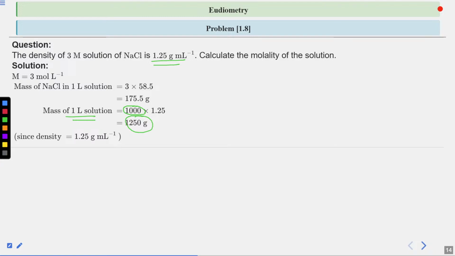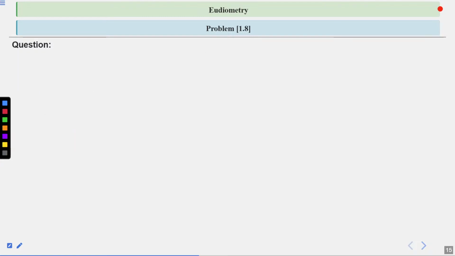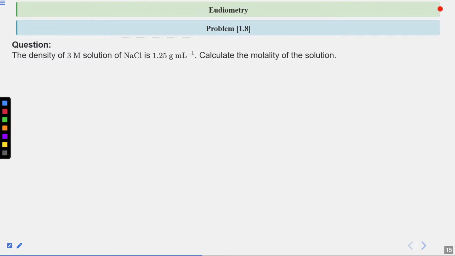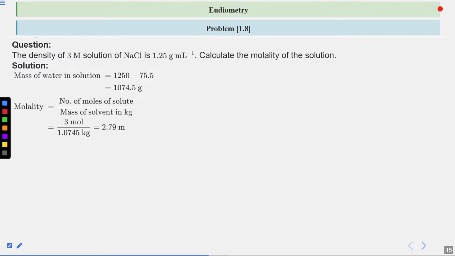Now next, what we will do? In the next part, we are now focused on calculating the molality. We have the mass of the solution. We have the mass of the solvent. So 58.5 is the molar mass of NaCl. So we have the mass of the solute. We have the mass of the solution. Just subtract both of these to get the mass of solvent. Okay. Then once we got the mass of the solvent, convert this into kg. Then you will get your molality from here, which is 2.79.